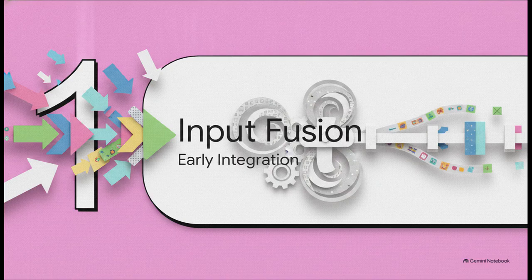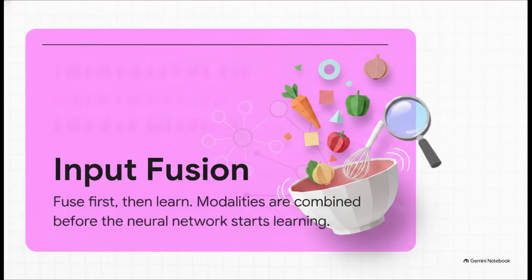Section 1. Input fusion, early integration. Starting at the very beginning of the deep learning pipeline, the core philosophy here is super simple. Fuse first, then learn. Going back to our cooking analogy, you are literally throwing all your ingredients into the same bowl before you even turn on the oven. The network hasn't learned a single thing yet.